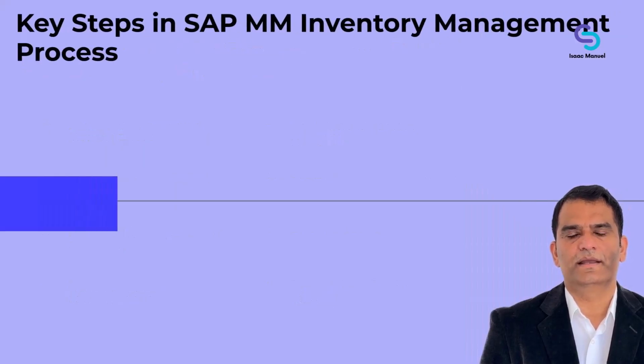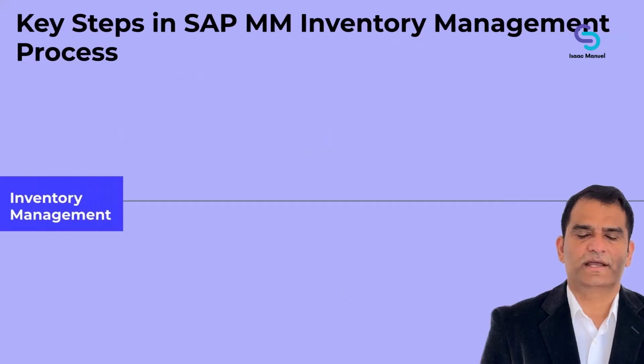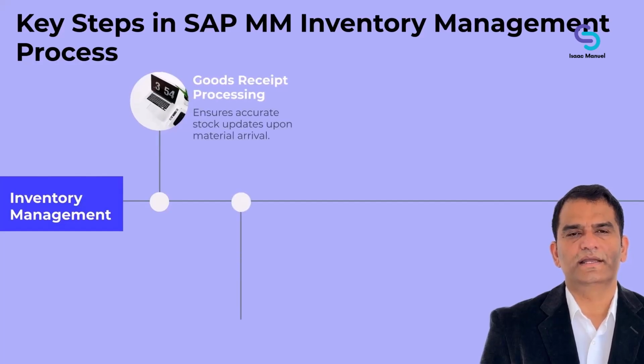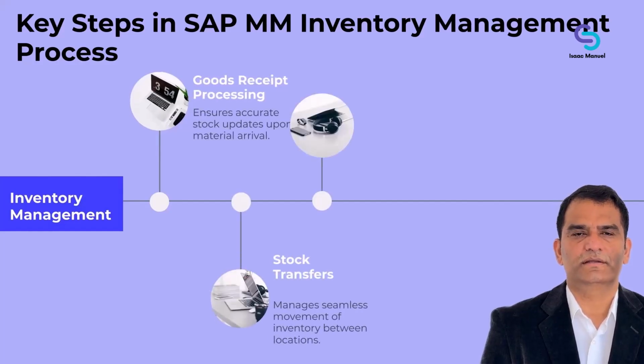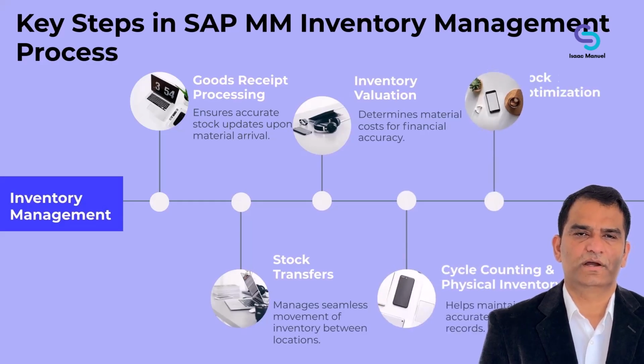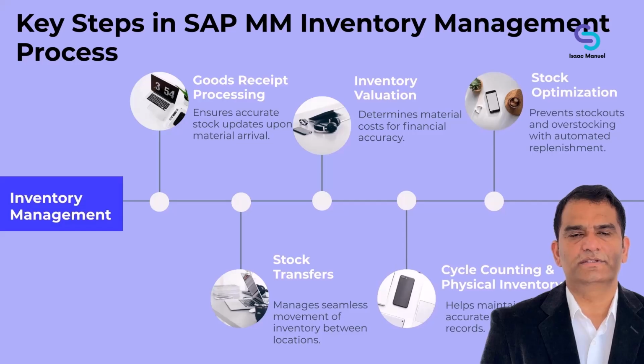Inventory management in SAP MM is key to maintaining optimal stock levels, preventing shortages, and reducing waste. It provides real-time visibility of inventory by tracking goods movements, stock transfers, and warehouse storage. A well-managed inventory ensures business continuity, minimizes costs, and improves operational efficiency.